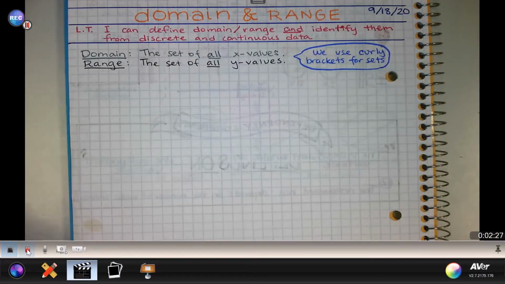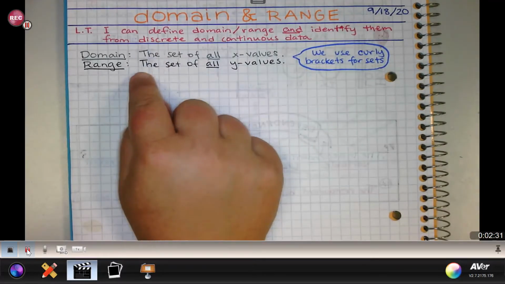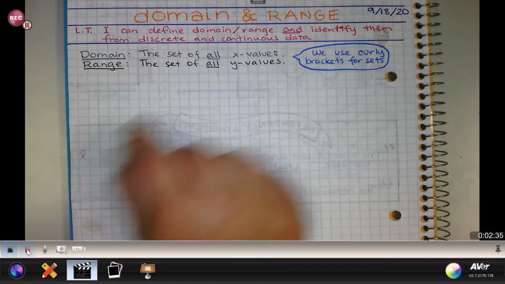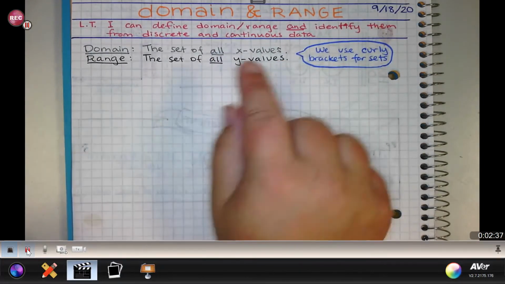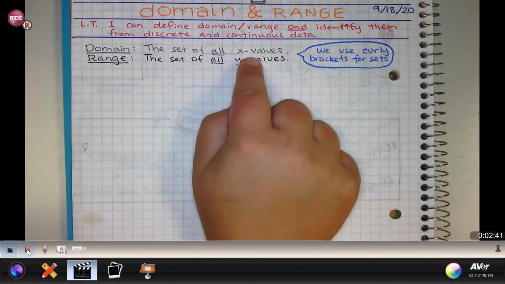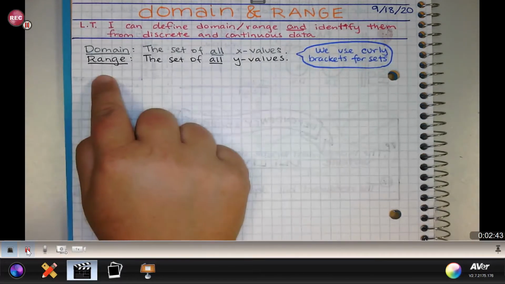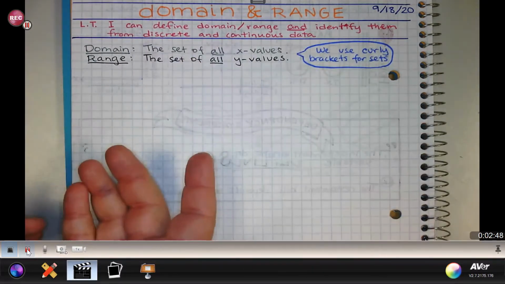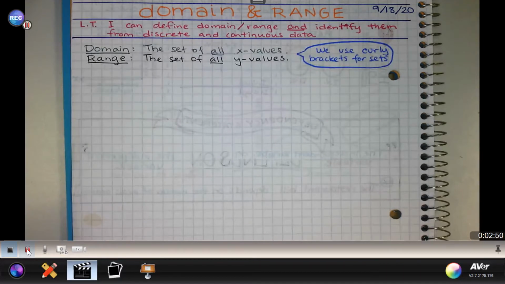So here we have the actual definitions of domain and range, because that's one of the things we want to be able to do. And domain is the description or set of all x values in a scenario. Okay, and that again would be tied to independent variables, right? Because those are related to the x's. And the range is the set of all y values, which is related to dependent variables because those are related to y values.